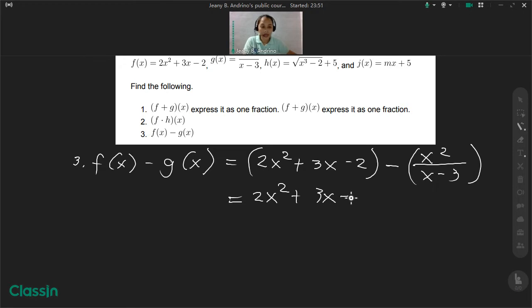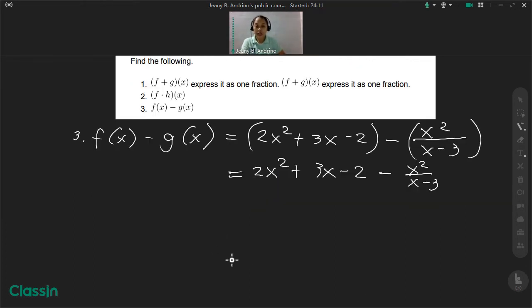And then we have minus 2. And then we have minus, and then we can take this off. This is x squared over x minus 3. So again, similarly with the first one, when you're adding, you will be doing the same thing as with subtracting your function. You have to get the LCD of the entire fraction.